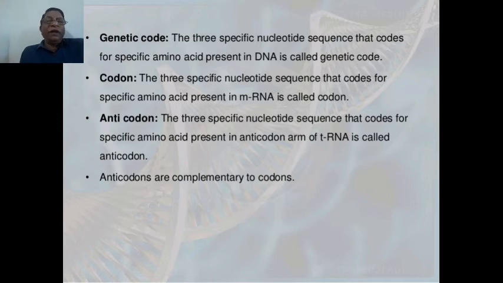In brief, code means 3 bases on DNA. Codon means 3 bases on mRNA. Next, one more word is there. Anticodon. What is the meaning of anticodon? 3 bases on tRNA which identifies the codon on mRNA is called anticodon.